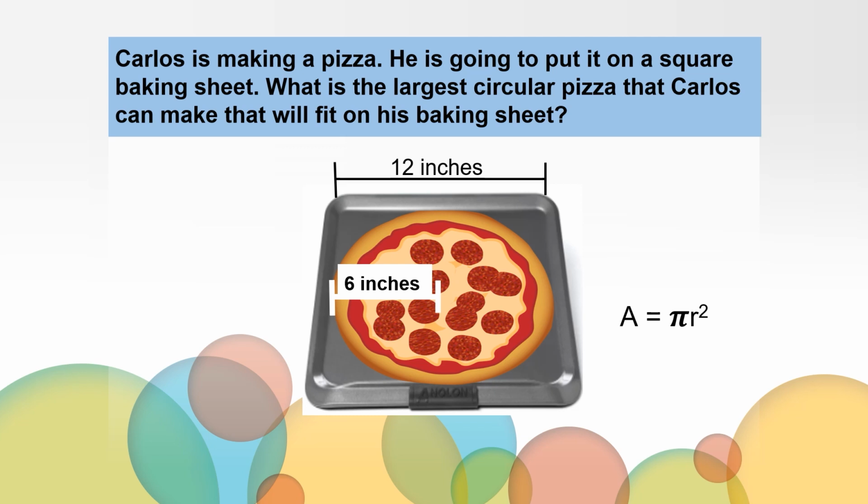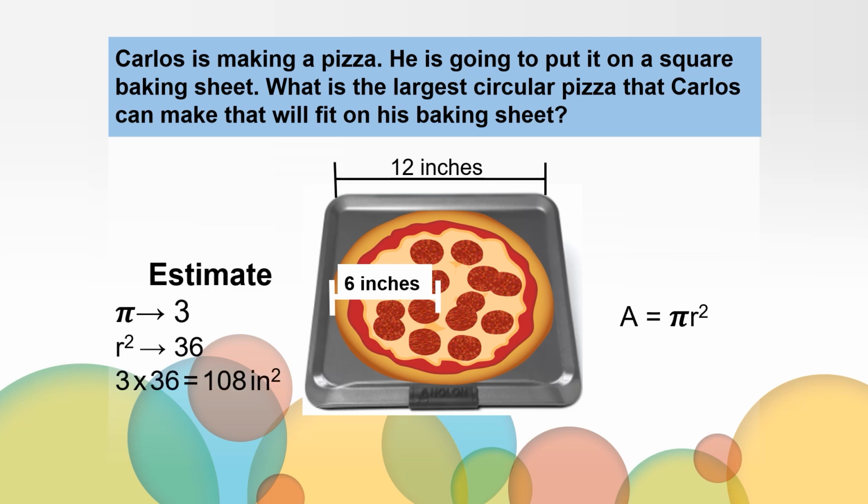If I were going to solve this problem using estimation, I'd probably round pi to 3, then multiply 3 times 6 squared, or 3 times 36. My estimate for Carlos's pizza is 108 inches squared. My hunch is that the exact area of Carlos's pizza will be a little more than 108 because 3 is a little less than the value of pi, which is about 3 14/100.